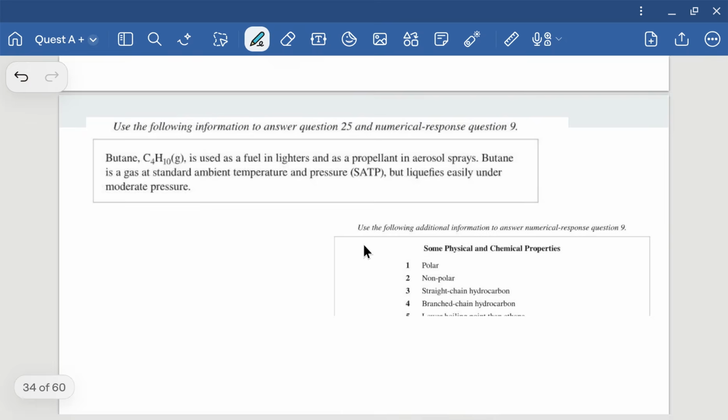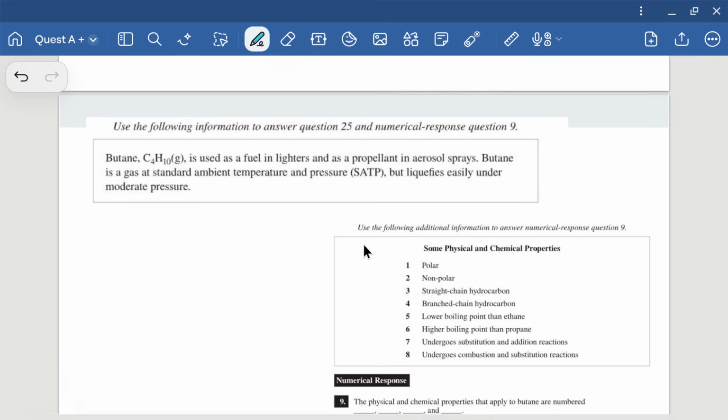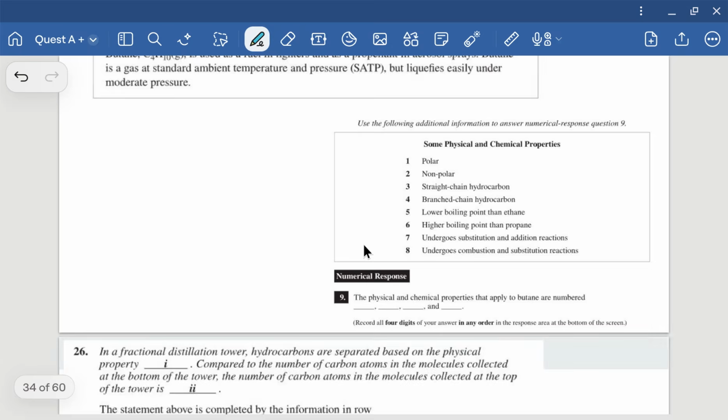Let's go a little bit faster because I don't want to lose this here. Talking about some qualities: because you have an alkane, it is nonpolar. Number 2, it is a straight chain molecule because we don't have any circles going on. So not that. Lower boiling point than ethane? No, there's more carbon, so it would have a higher boiling point. It also has a higher boiling point than propane.